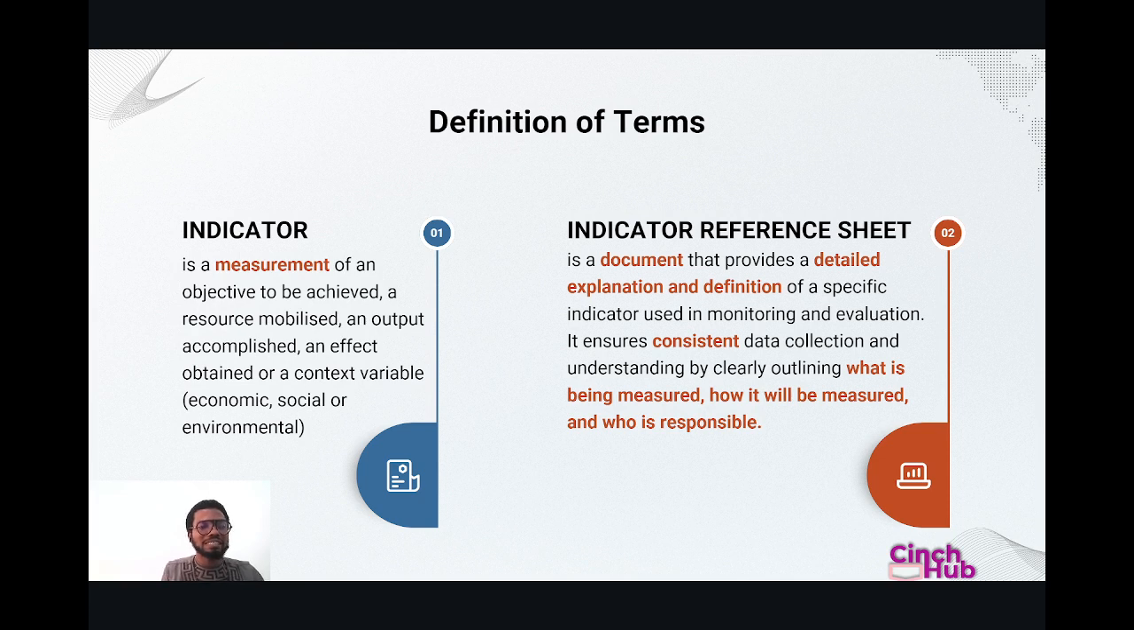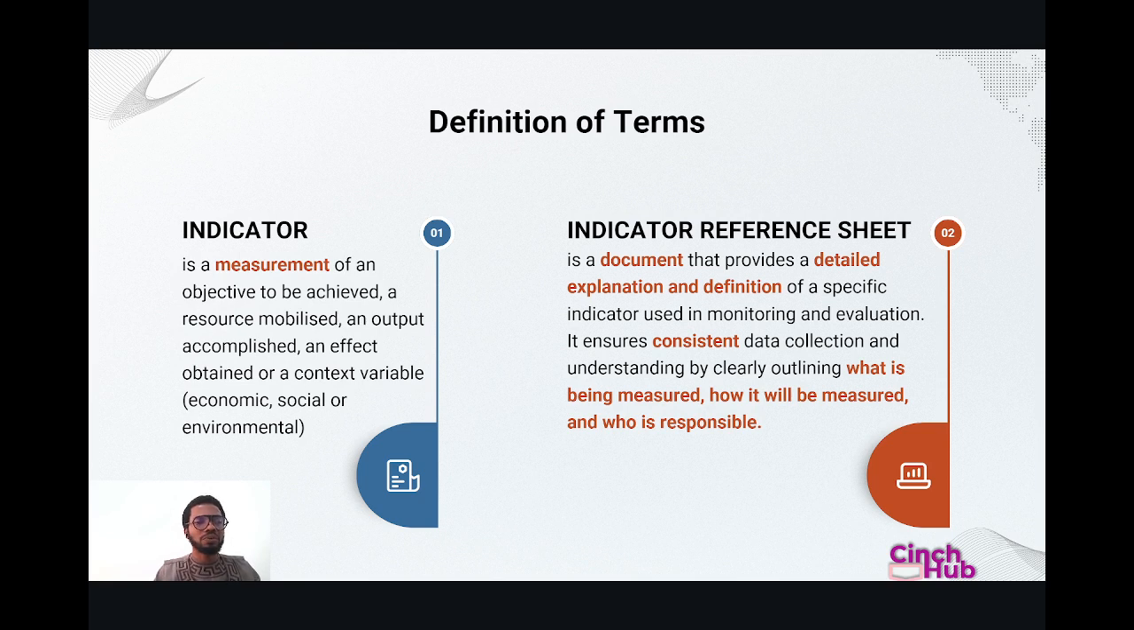We'll discuss extensively what an indicator is all about. But the simple definition of an indicator is a measurement that tells you if an objective, an outcome, a result, or an output has been achieved or accomplished. That's the simple definition of an indicator.